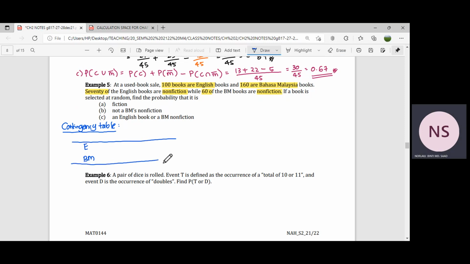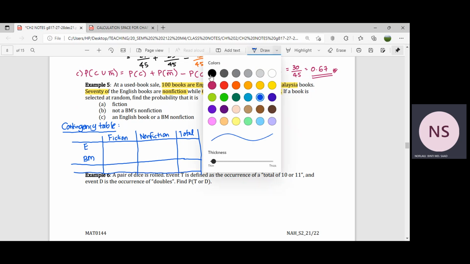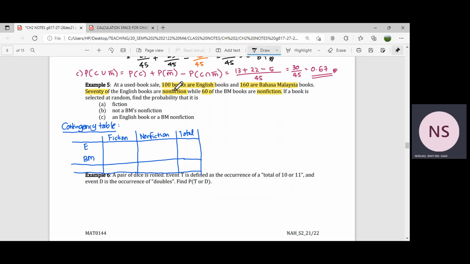Then we put the total number of books for each category: this is for fiction, this is for non-fiction, and then we put the total. You may draw the table properly, then put the numbers in the columns or rows. We have 100 books that are English, so for E the total is 100, and BM is 160.